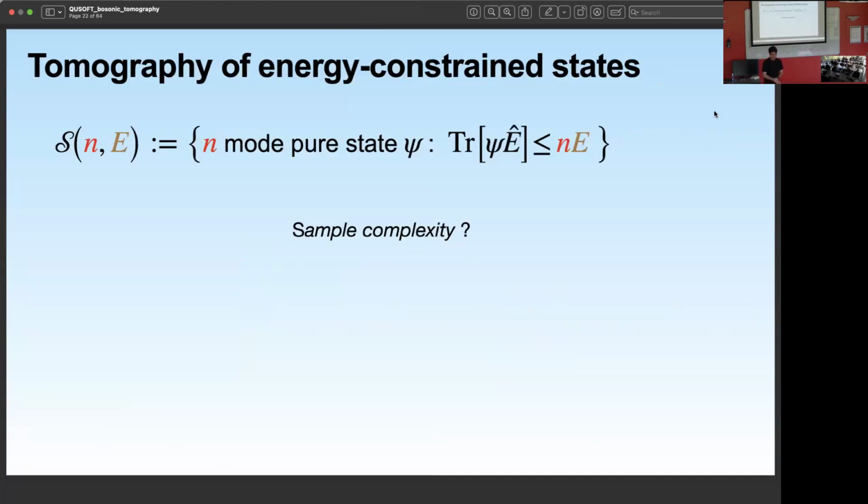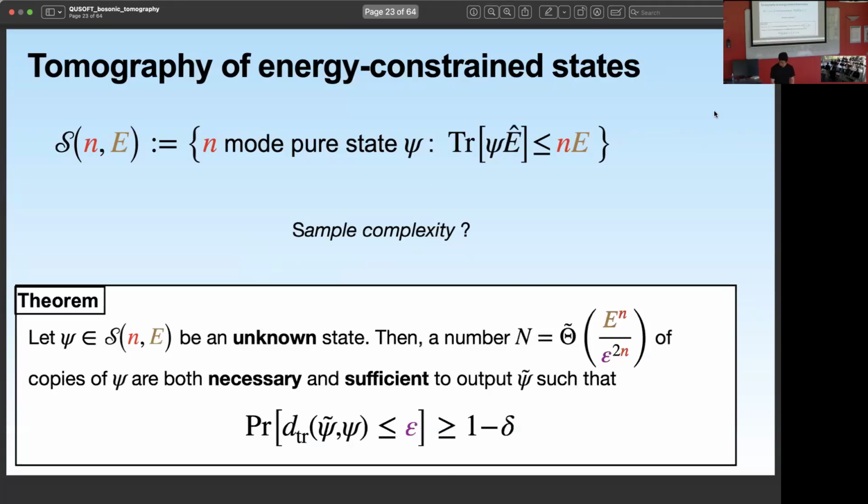So we ask, what is the sample complexity of tomography of an arbitrary n-mode pure state that satisfies an energy constraint? And so this is one of our main results. We determine the sample complexity of tomography of this set of energy-constrained states. So let psi be an unknown state in this energy-constrained set. Then a number of copies of the order of E to the power m over epsilon to the power 2n is both necessary and sufficient to achieve tomography.